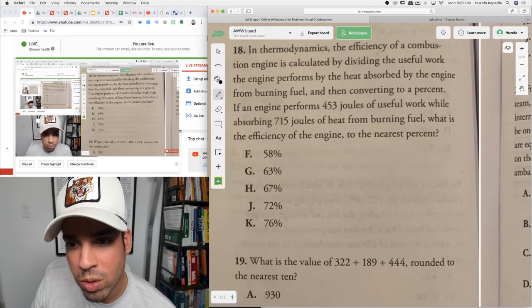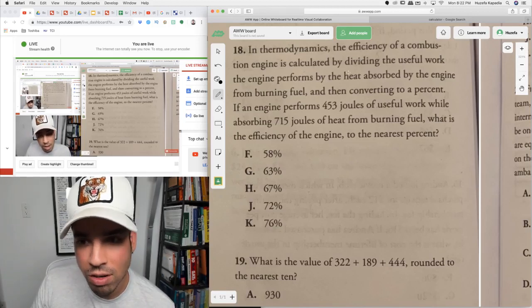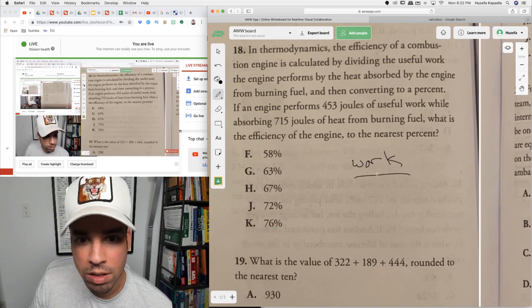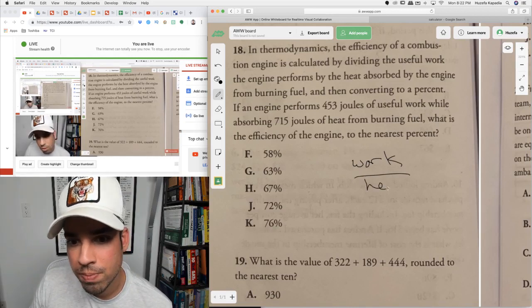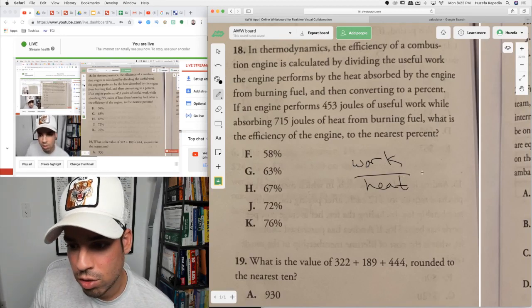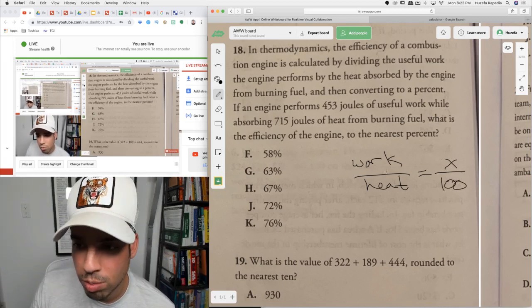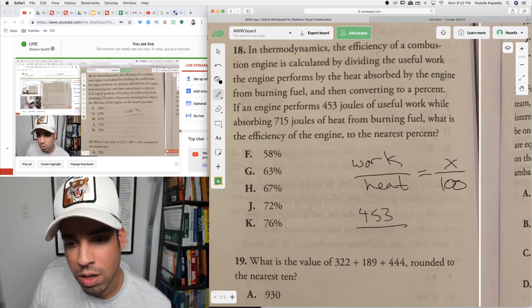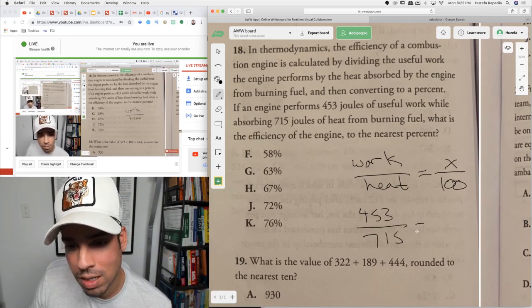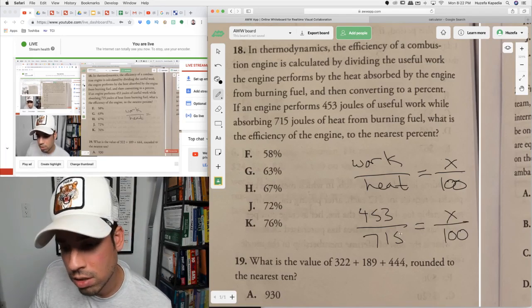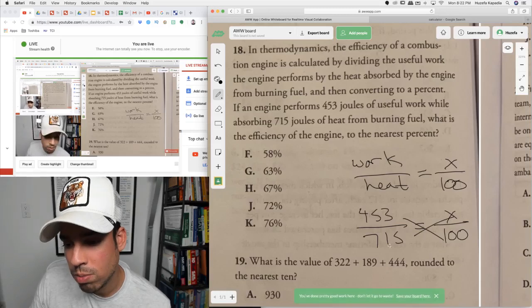In thermodynamics, the efficiency of a combustion engine is calculated by dividing the useful work by the heat absorbed. I'm immediately setting this up like this, and then converting to a percent using the percent proportion. If an engine performs 453 useful work and absorbs 715, what is the efficiency of the engine? Plug it into the little formula that we created, and cross multiply.